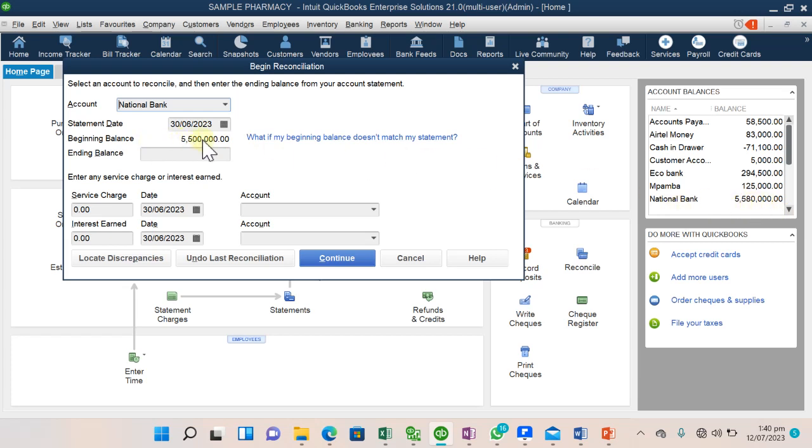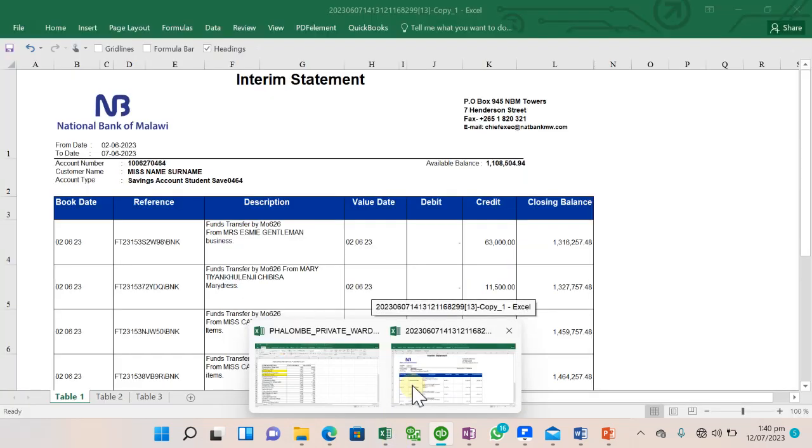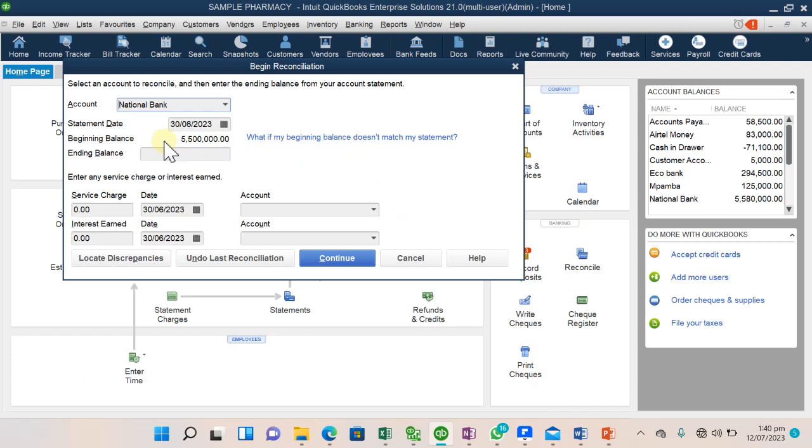Well, this value, let's say last time you reconciled, you reconciled to this value. So that was the ending balance of last month. So this is July 2023. Let's say by 31st July 2023, the balance is something like what we are seeing here. The ending balance is this one, 1.1 million, but the ending balance for June was 5.5. So this is the ending balance for June, which is the beginning balance for July.